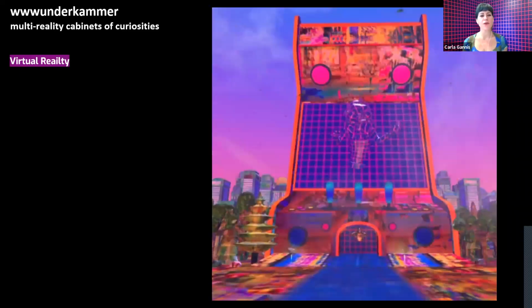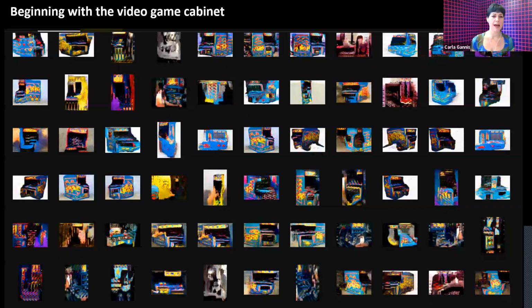And so for that first entry point, the video game cabinet, here are the Playform images that went into the development of the cabinet environment. Also, the trees and the buildings have also all been texture mapped with images generated by Playform.